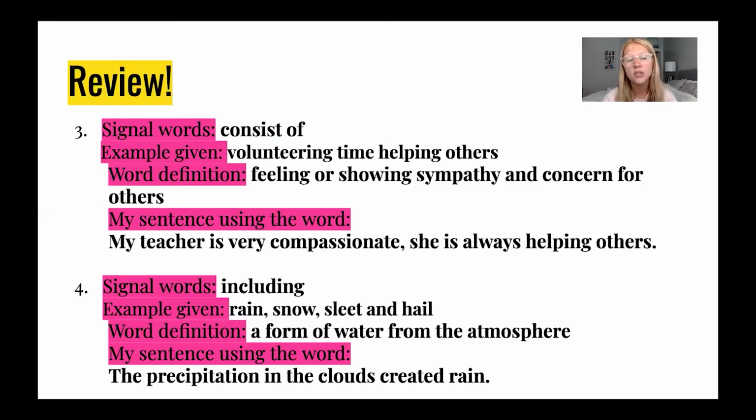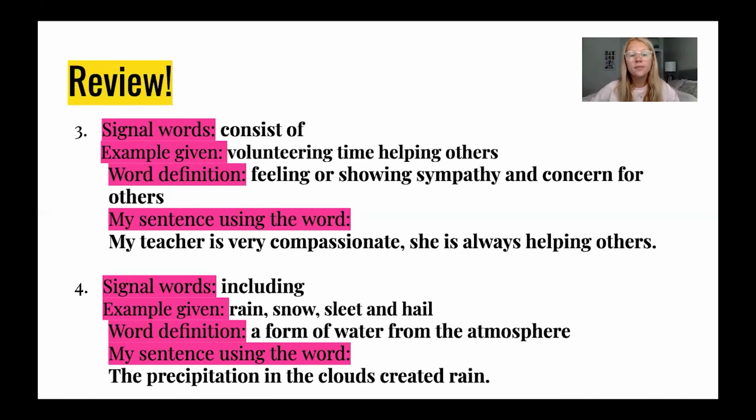In my sentence using the word, my teacher is very compassionate. She is always helping others. So that's how I use the word compassionate after I knew that the word compassionate meant feeling or showing sympathy or concern for others.